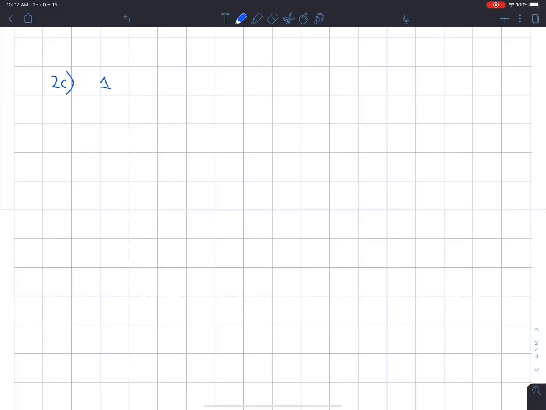2c. One circle is divided into quarters. Find the number of pieces obtained. So this is 1 over 1 divided by 1 over 4, which is 1 over 1 times 4 over 1. We get 4 over 1, so we are going to have 4 pieces.